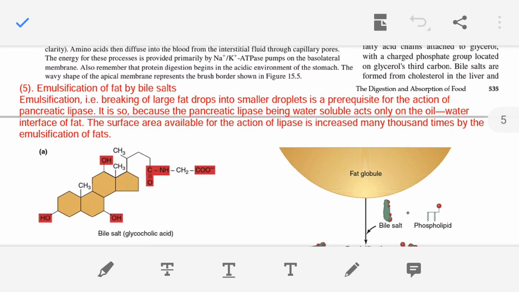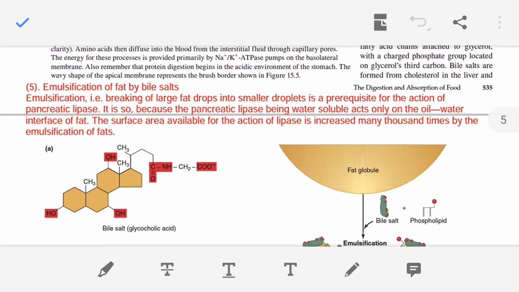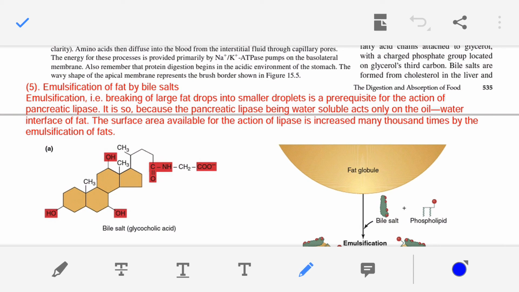This is the fifth point that we are discussing now. Emulsification of fat by bile salt. Now, what is the meaning of emulsification? So, breaking of large fat drops into smaller droplets is the prerequisite for the action of pancreatic lipase. Now, what is the meaning of this point?